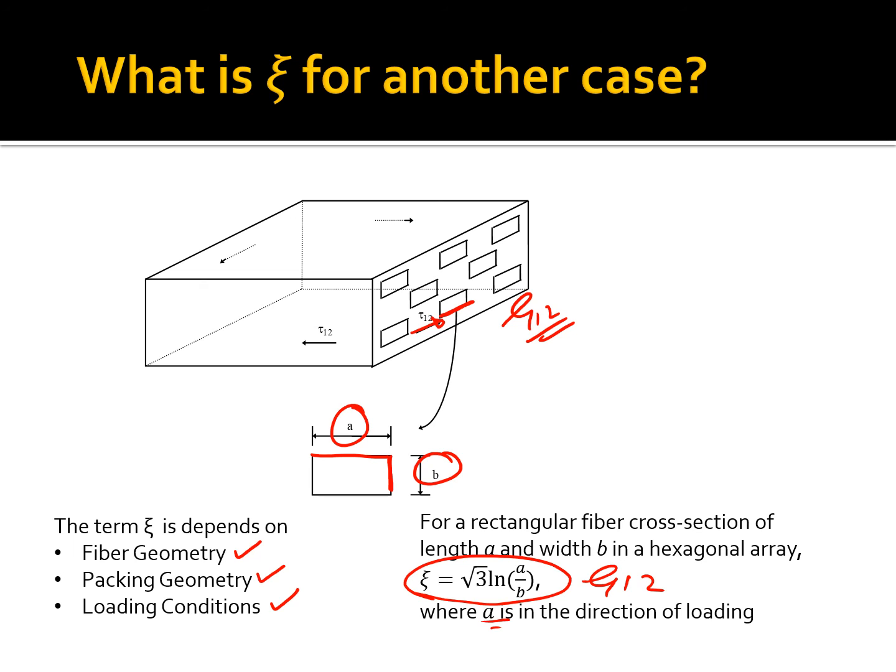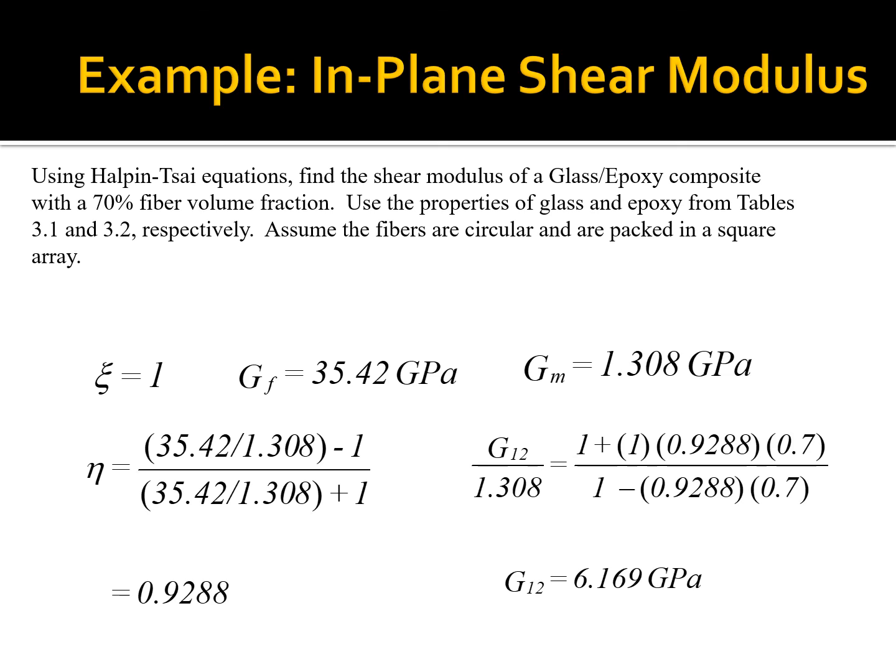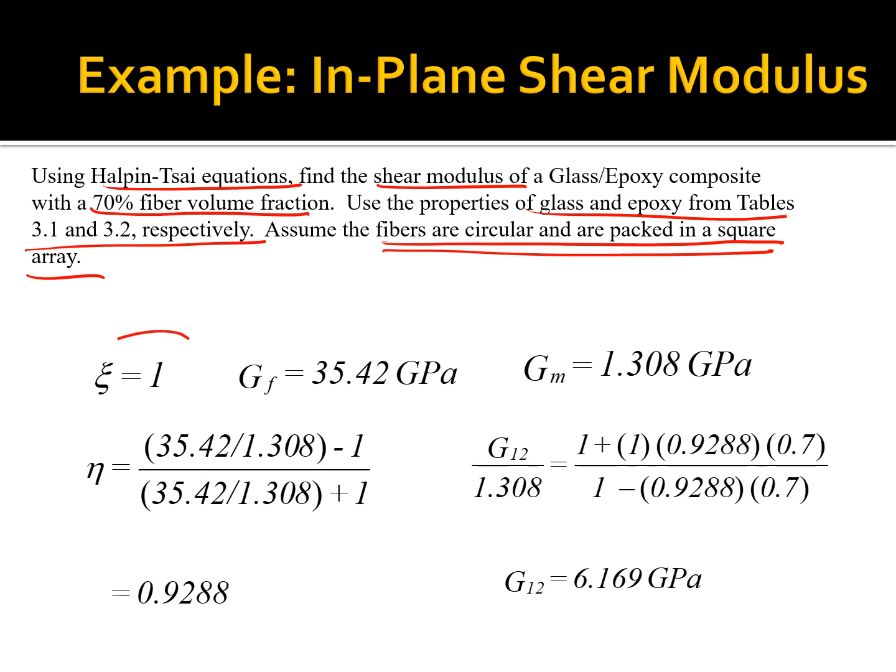Once we have done that, let's go and look at an example. We are asked to use the Halpin Tsai equation to calculate the shear modulus of a glass epoxy composite with 70% fiber volume fraction. Properties are given in tables 3.1 and 3.2. And we are assuming that the fiber is circular and packed in a square array. If they are circular and packed in a square array, Xi is 1, because for G12, Xi is 1 for this particular reinforcing factor here.